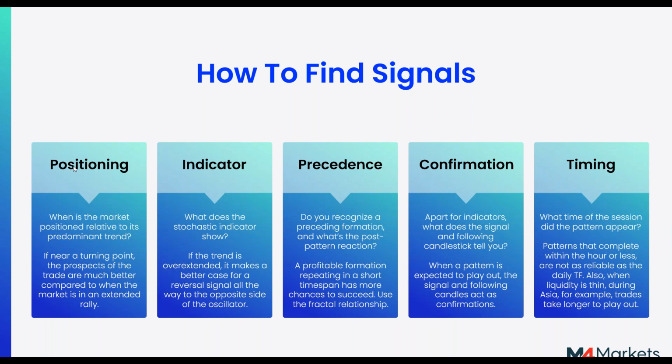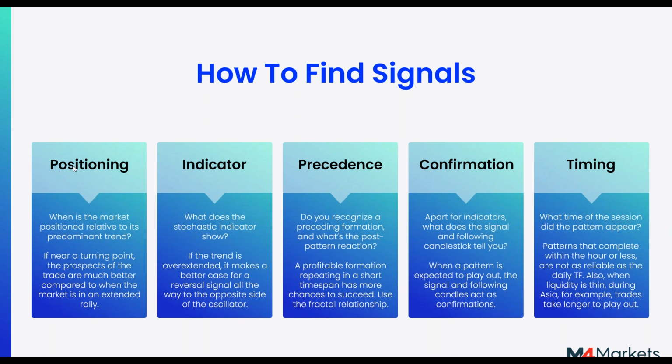What does the stochastic indicator show? I'm using the stochastic. It's the best indicator you're going to use to identify turning points, and that's why it's the most important. The RSI, it's not. Yes, it oscillates, but you're not going to get the same accuracy as with the stochastic. If the trend is overextended, it makes a better case for a reversal signal all the way to the opposite side of the oscillator as well. So you can use the oscillator to identify potential take profit levels and perhaps even stop losses.